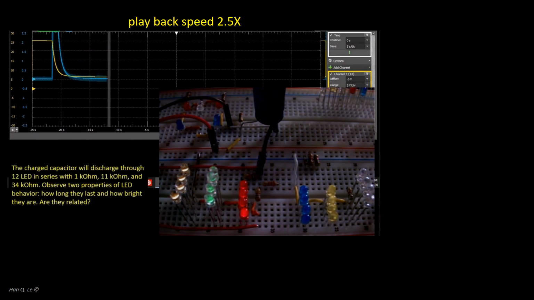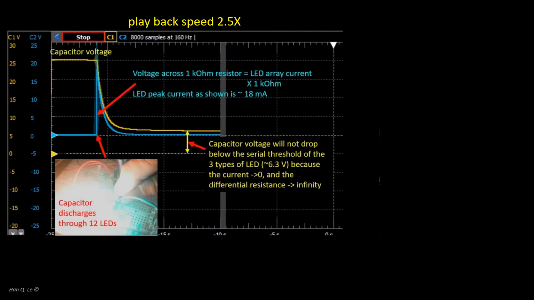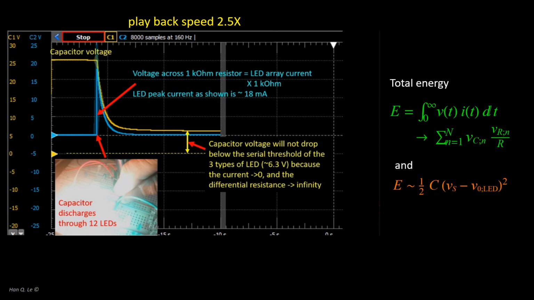From the data, the total energy is obtained as the given formula. And the results indeed show the net energy released is approximately the same for the 3 cases, explaining the trade-off between initial brightness and the duration of the lighting.